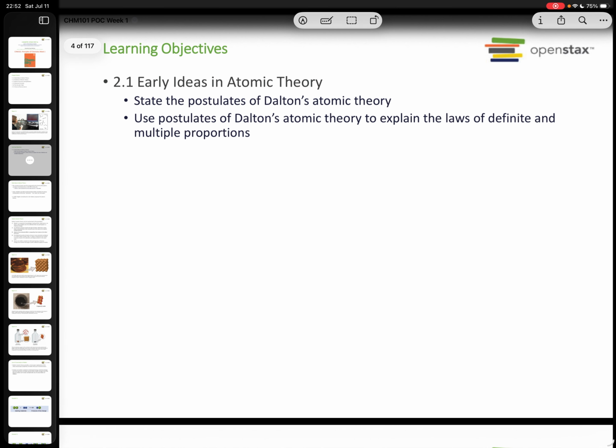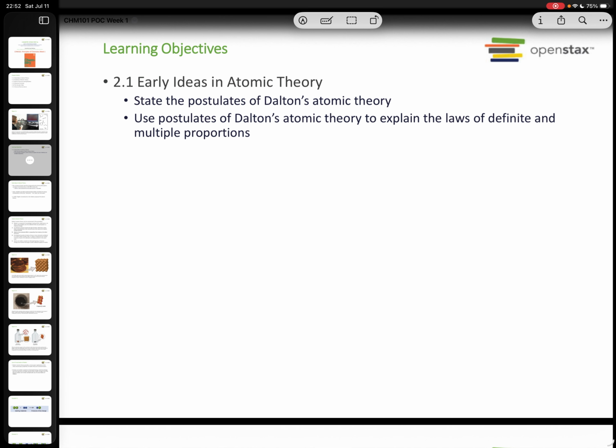So our learning objectives for section 2.1. Dalawa siya, no? First is we should be able to state the postulates of Dalton's atomic theory. Second, we should use those postulates to explain two important chemical laws. So yung una is the law of definite proportions and the law of multiple proportions. So in simple terms, we are asking what did Dalton say about atoms and how did those ideas explain the fixed compositions of compounds.